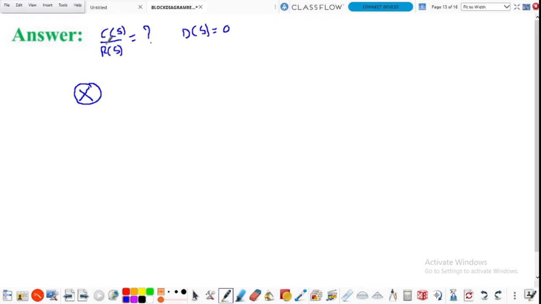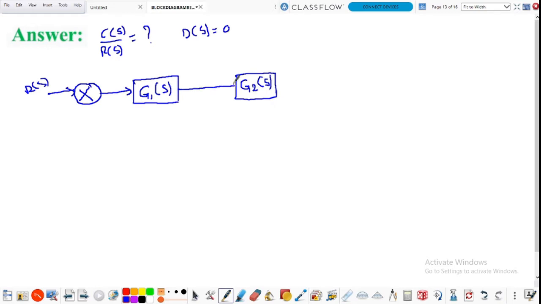Block G1 of s. Now here, to determine C of s by R of s value, D of s is equal to 0 and that summing point is removed. The second block is G2 of s, and the input to the summing point is R of s, and the output of the summing point is C of s, and the feedback element is H of s.